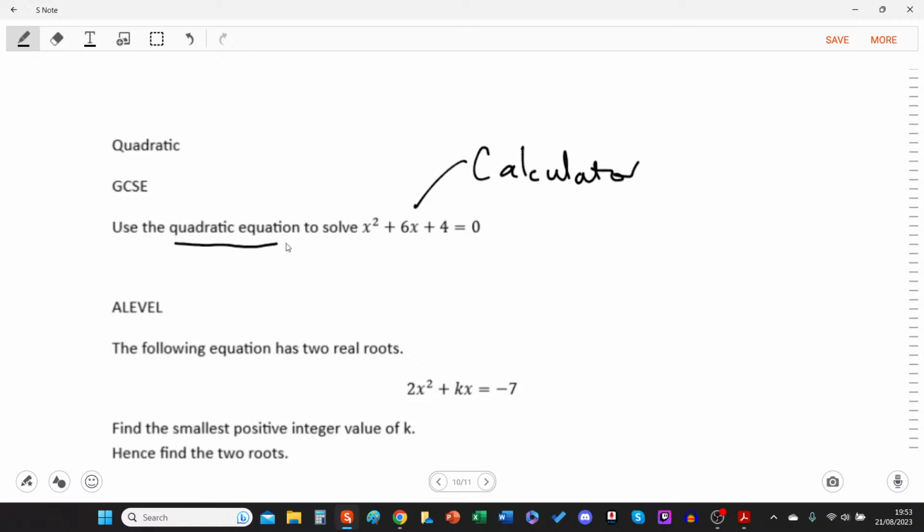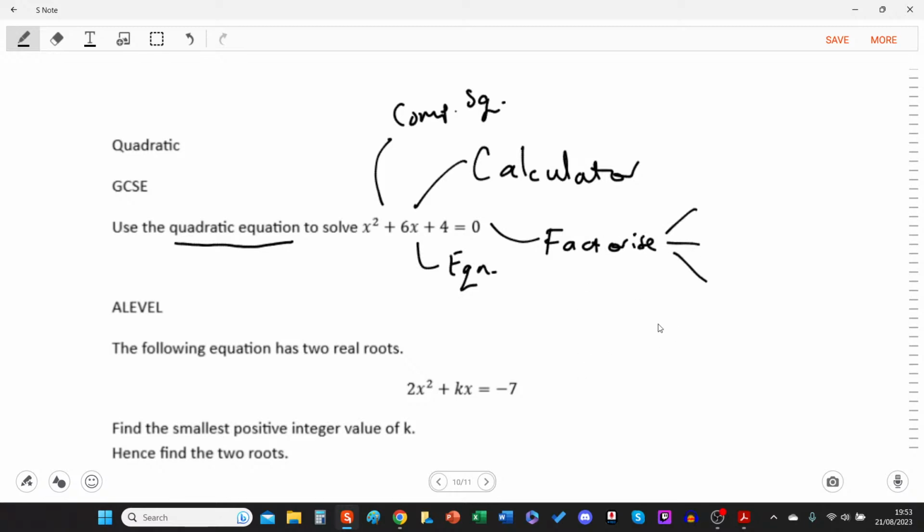Well, it says here use the quadratic equation, but you could complete the square, which is one of my favorite methods. You could use the quadratic equation. If the numbers work, you could factorize. What else could you do? And by the way, there's multiple ways to factorize. Like, I know 3 at least. So there's that. Or you could use your calculator.